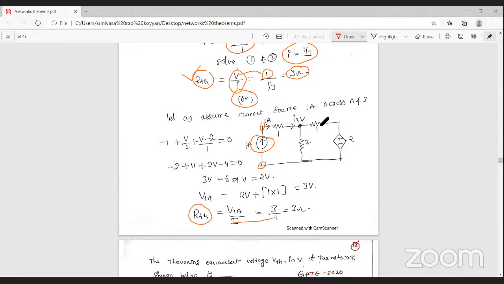So let us apply KCL at this node. Let us assume all currents are leaving. Here we have taken the currents as leaving, but the 1 ampere current is entering like this. That's why here it is minus 1. In this path, V minus 0 by 2, that is V by 2. In this current path, V minus 2 by 1 ohm resistance, and that is equal to 0. So from this equation, V is equal to 2 volts.